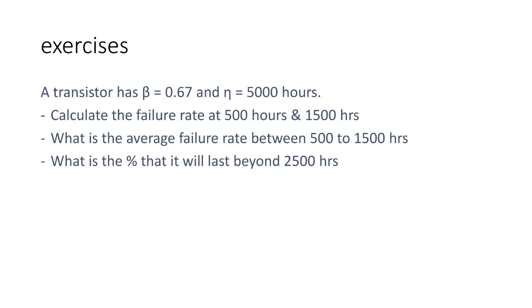Okay, time now for today's assignment. It is similar to the problem we just solved, just that beta now is 0.67. A transistor has an eta value of 5,000 hours. Find the failure rate at 500 hours and 1,500 hours, as well as the average failure rate between 500 and 1,500 hours. Also, calculate the probability that a transistor lasts beyond 2,500 hours.